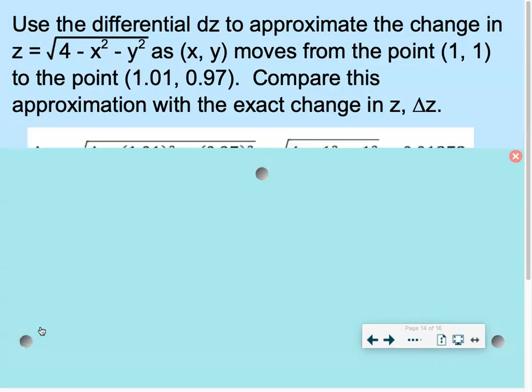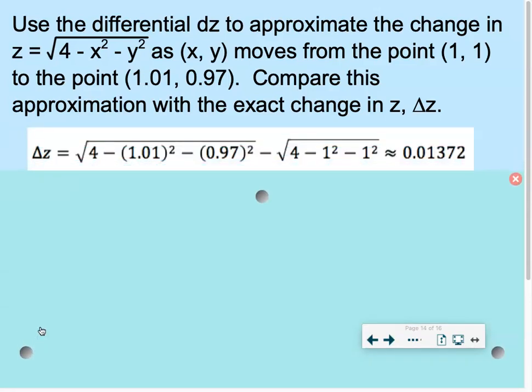All right. That's me actually doing the exact change first, the actual delta z. When it says compare with the actual change, that's you doing it the correct actual way, where you plug in your old numbers for z, plug in your new numbers for z, subtract, and you get the actual change, right? So that's me doing that first.